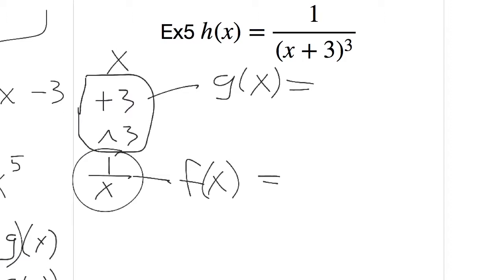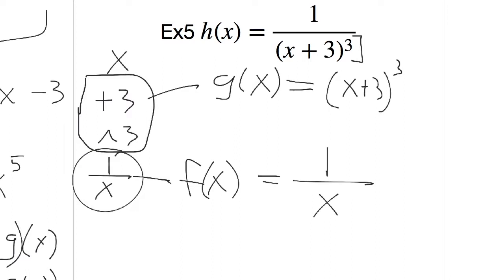So what would it look like to first add 3 and then cube it? Well, it's this part right here in the bottom. It would be x plus 3 to the third power. And then we'll use the reciprocal function here. So this is our answer.